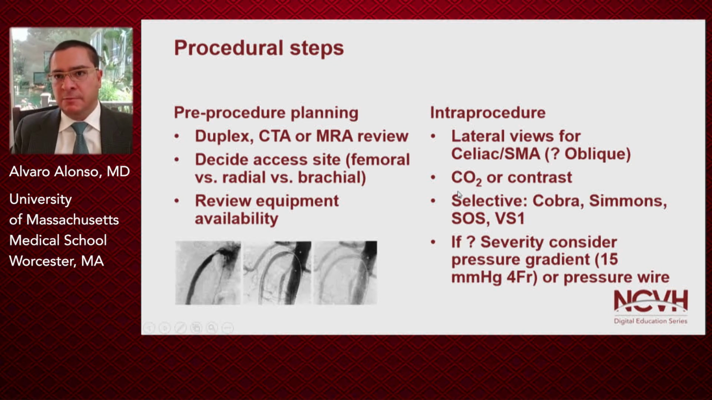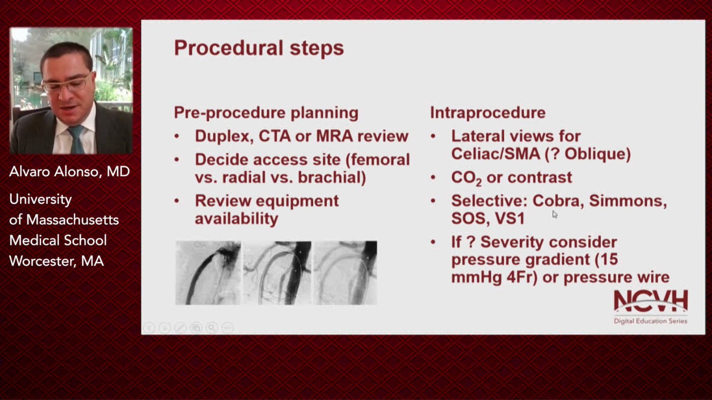Oftentimes we utilize carbon dioxide to get a lay of the land, and then eventually get selective into the vessels to perform angiography with selective catheters. There are multiple pre-shaped catheters that you could utilize, which are listed here: the Cobra, the Simmons, the SOS, visceral selective one, etc.